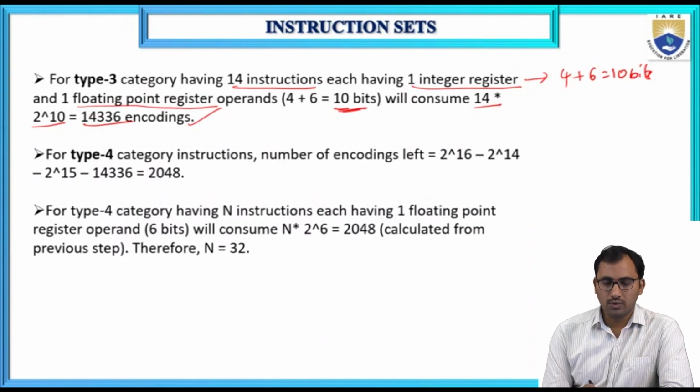And coming to the fourth type, in the fourth type we have n instructions. So in type 4 the number is not mentioned; they say n number of instructions are there. So we need to find the value of n.